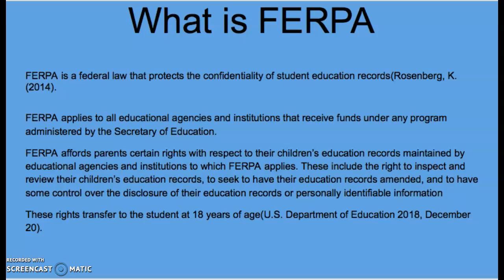FERPA affords parents certain rights with respect to their children's education records maintained by educational agencies and institutions to which FERPA applies. These include the right to inspect and review their children's education records, to seek and to have their education records amended, and to have some control over the disclosure of their educational records or personally identifiable information. These rights are then transferred to the student at the age of 18.